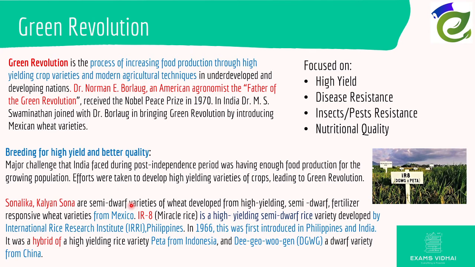Here are a few examples of better yielding crops. Sonalika and Kalyan Sona are semi-dwarf varieties of wheat which are high yielding and fertilizer responsive, from Mexico, that is. IR8, which is called miracle rice, is a high yielding semi-dwarf rice developed by the International Rice Research Institute in the Philippines. In 1966, this was first introduced in the Philippines and India, that is.